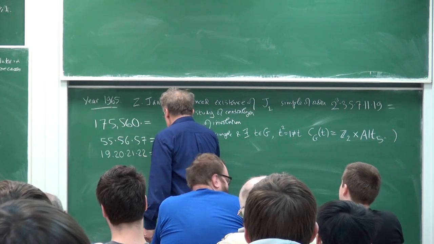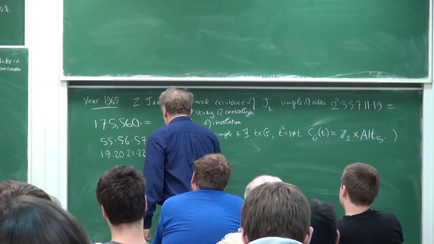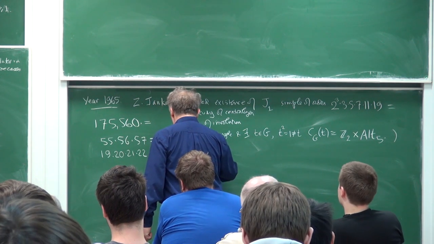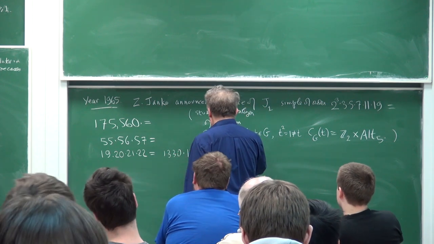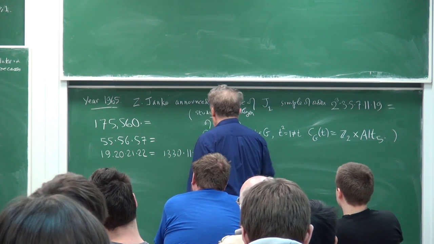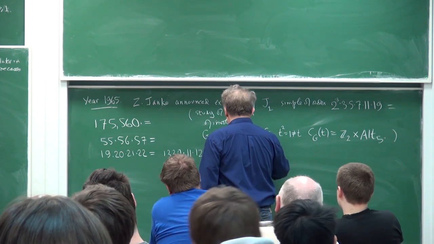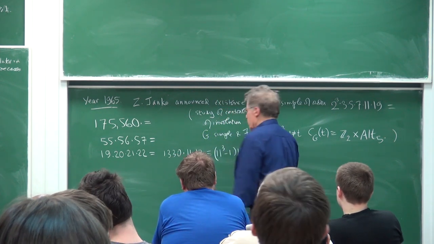And it's also 1330 times 11 times 12, which is 11 cubed minus 1 times 11 times 11 plus 1.